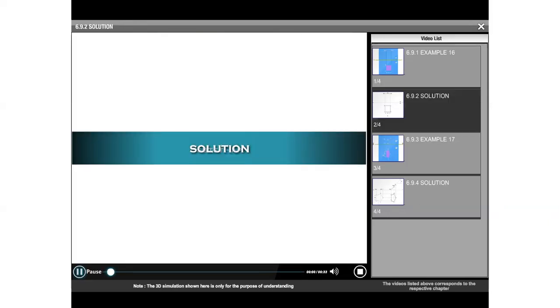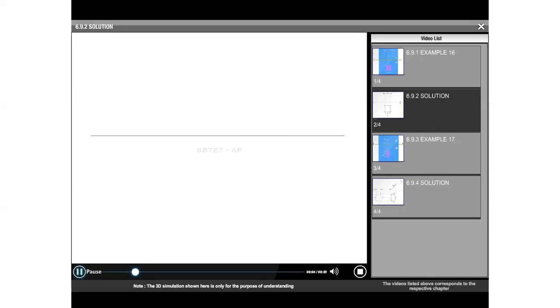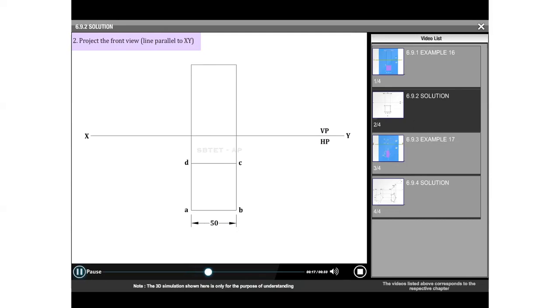Solution to example problem 16. Draw the top view, which is a square. Project the front view, which is a line parallel to XY. Front view will be the vertical trace and there is no horizontal trace as the line is parallel to HP.